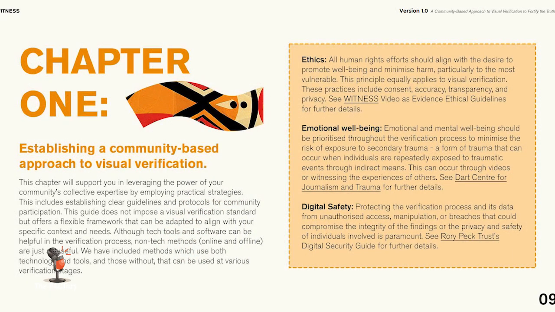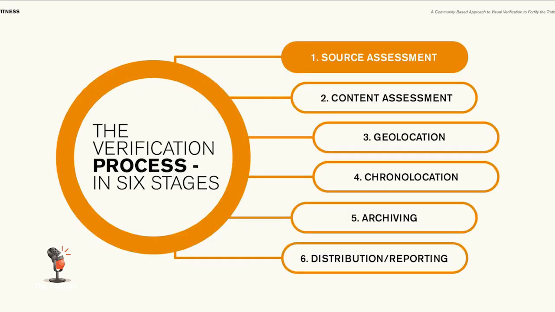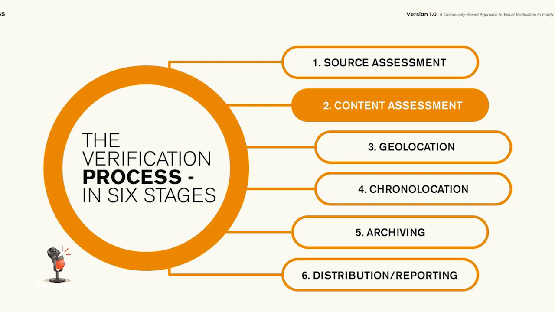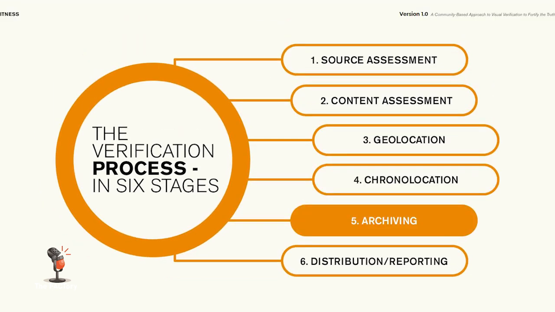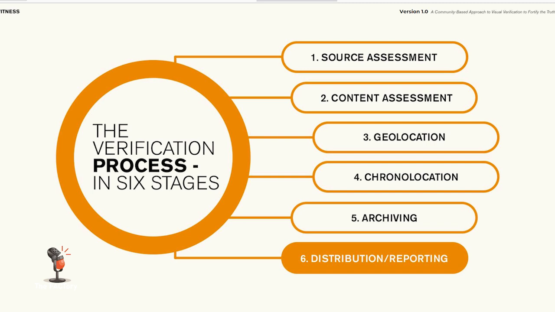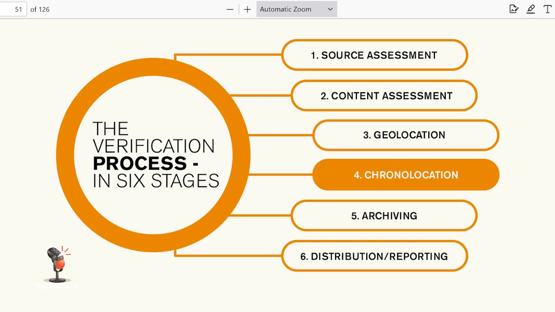So the first chapter of this document talks about the verification process, and it has been put in 6 stages: source assessment, content assessment, geolocation, chronolocation, archiving, distribution, and reporting. And here on the factory, aside from chronolocation, which we will be treating in some weeks, we've sort of covered everything. So today, let's do some sort of a refresher and run through the various stages or the strategies in the verification process. Come along with me.